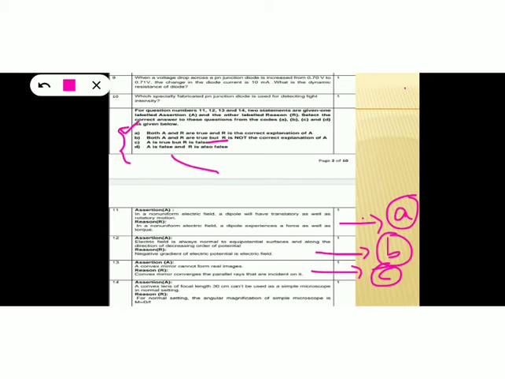And what is the reason? Is it the reason for that, that for normal setting the angular magnification of a simple microscope is D by F? The reason is not the correct explanation of the assertion. Both are independently true statements, but the reason is not the correct explanation of the assertion. So here B is the correct option. So like this we need to solve the assertion and reason type questions.